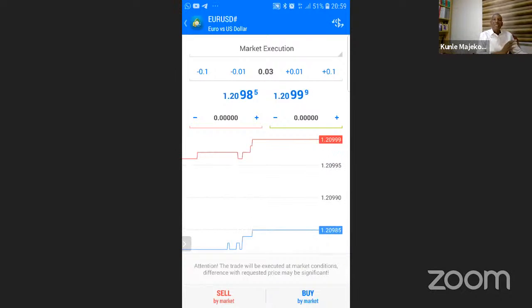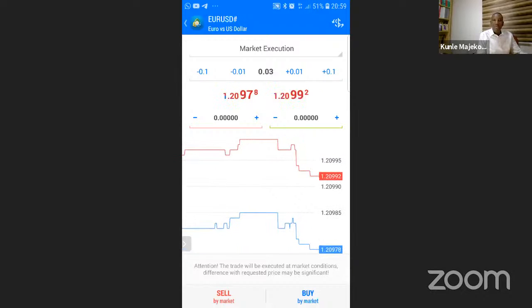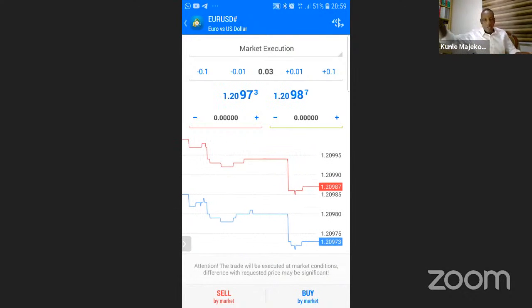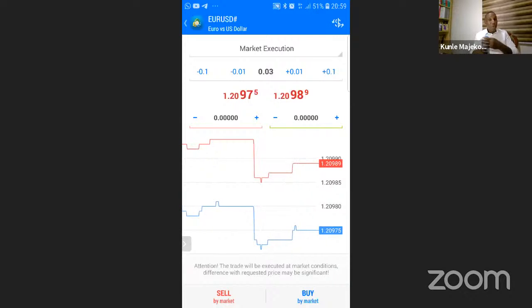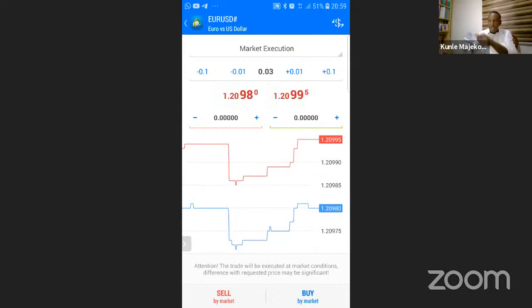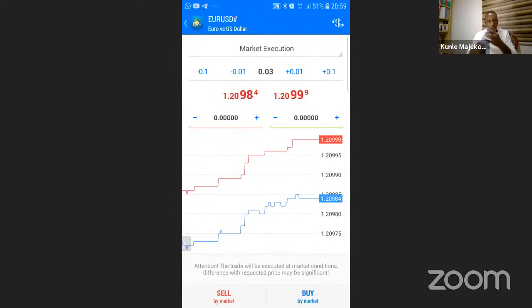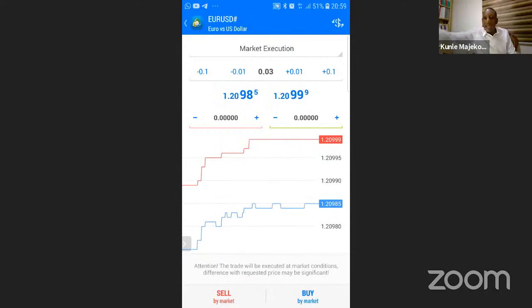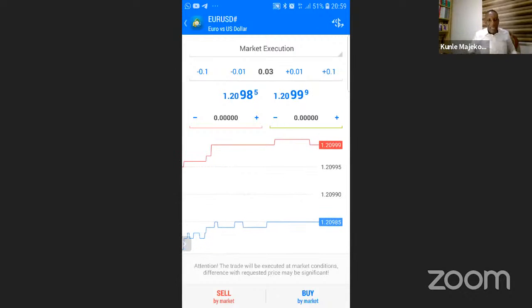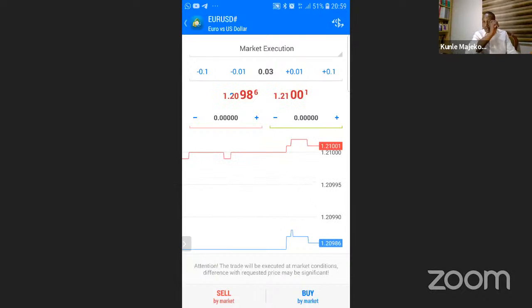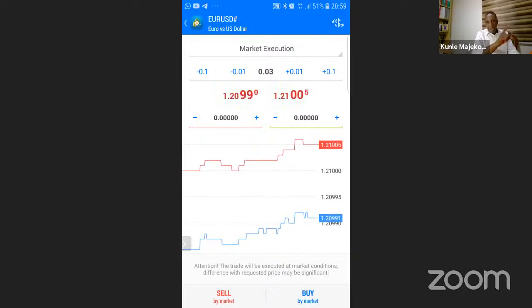And I can trade market execution, which means that I trade based on the current market price. Whatever the market is offering me, that price is okay. So if I believe the market is fine the way it is right now, what do I do? I just go ahead and trade. I just click to sell.